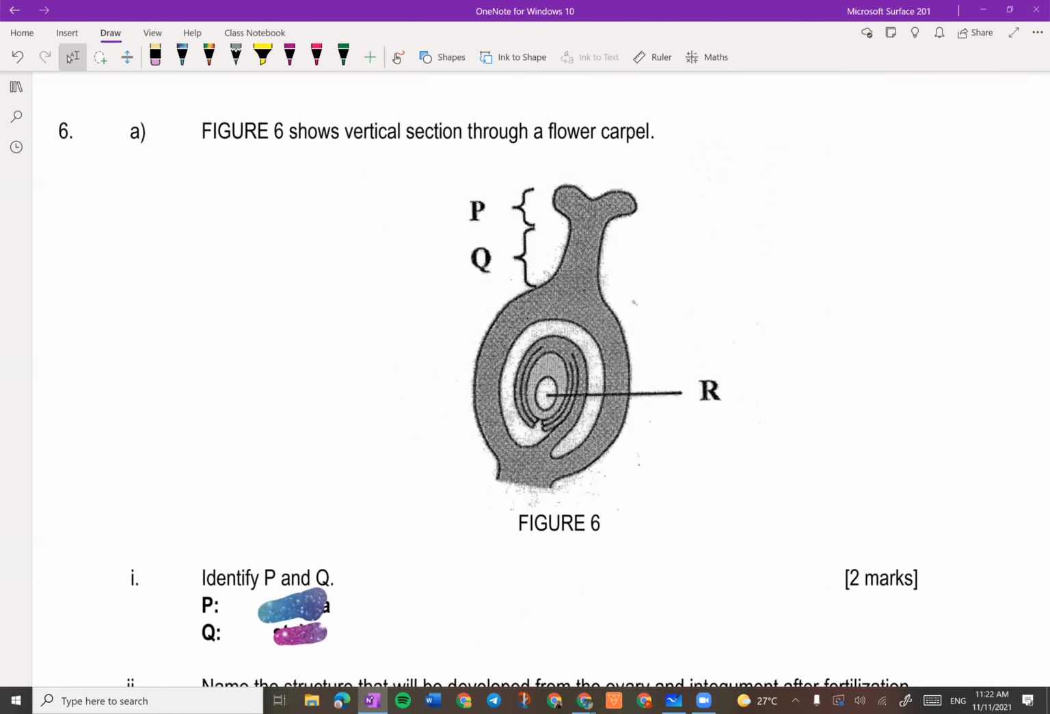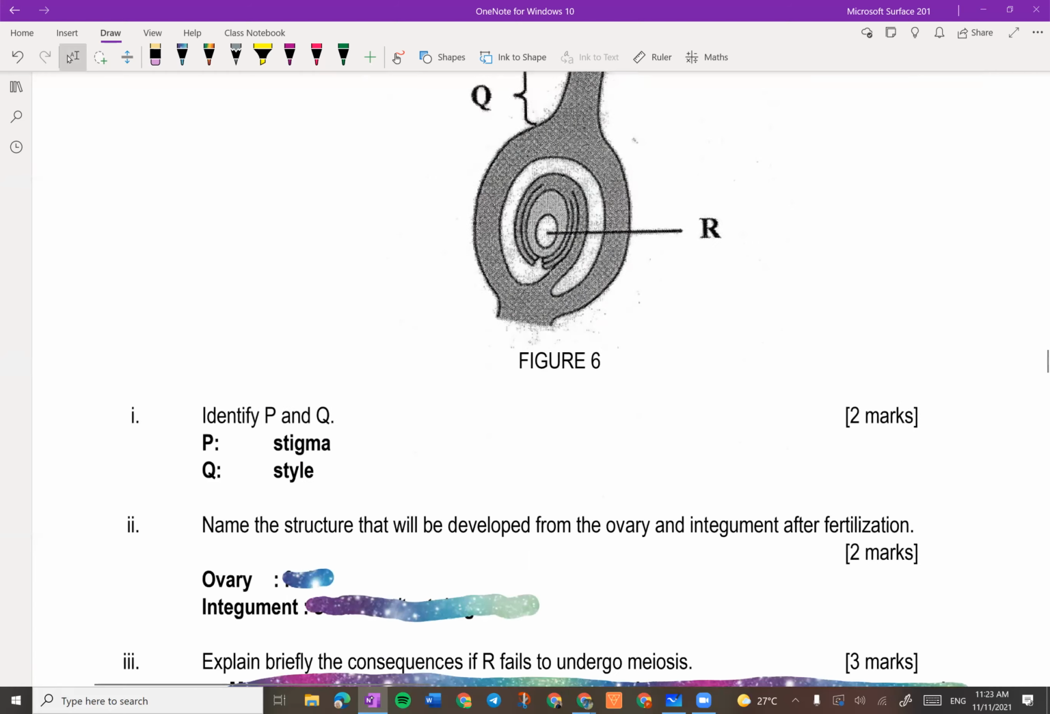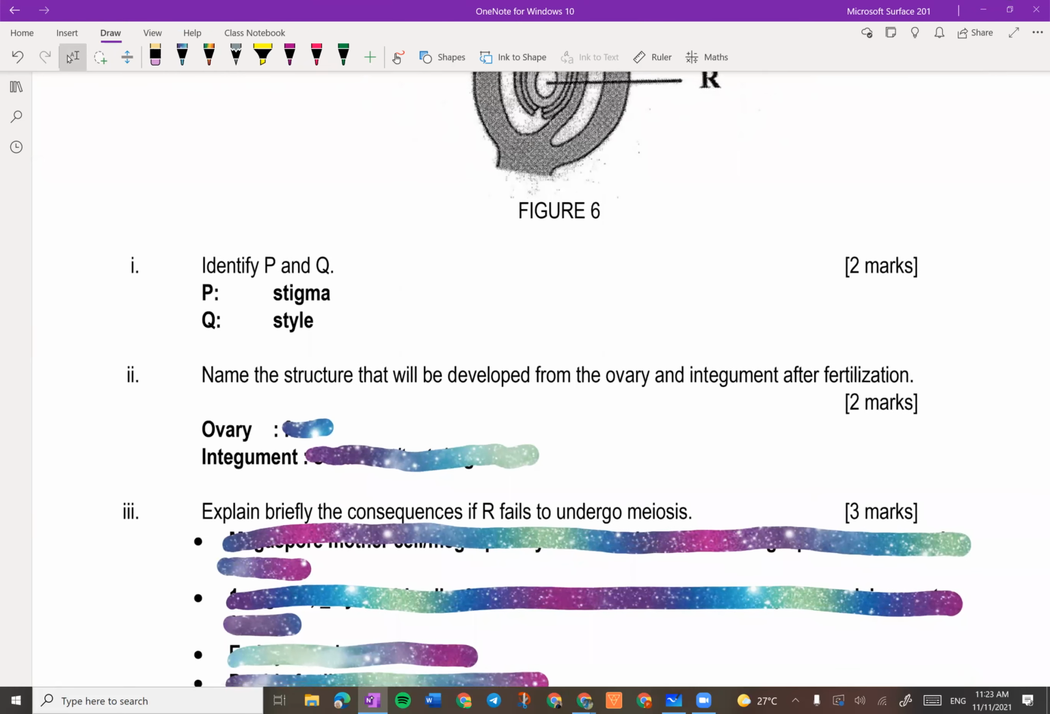So anyway, figure 6 show for the vertical section through flower carpel. Carpel belongs to lelaki punya ke perempuan punya? Perempuan. Carpel perempuan. Nama lain bagi carpel adalah pistil. Okay. So anyway, identify P and Q. So P adalah stigma, good. Q adalah style. Well done. The style lah korang.